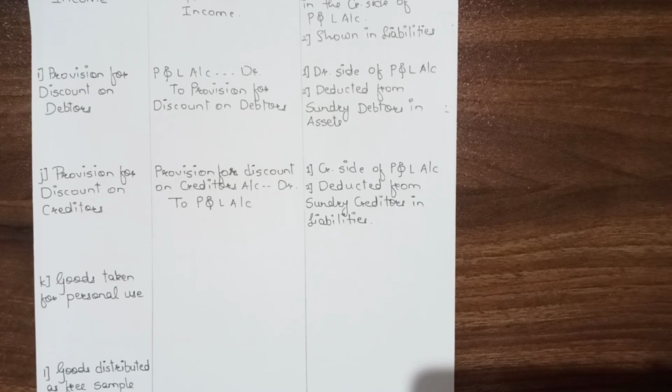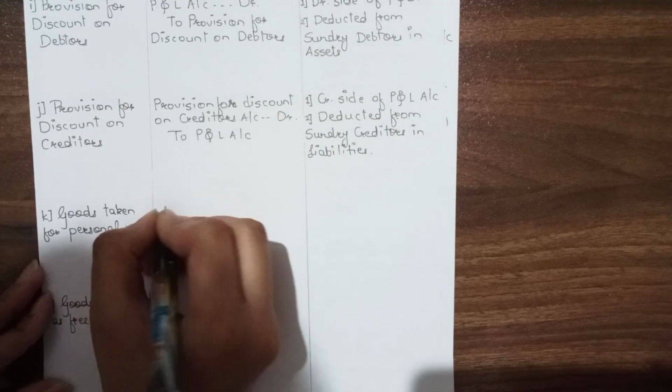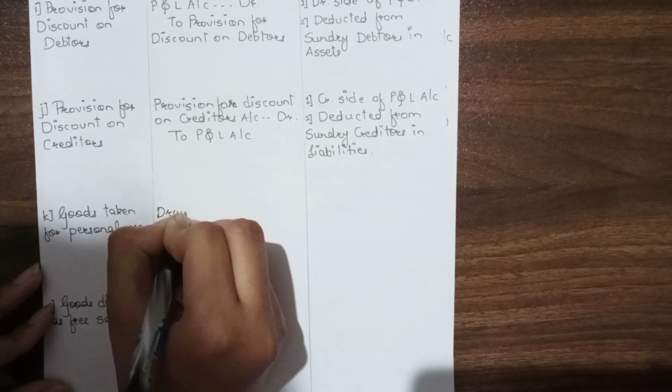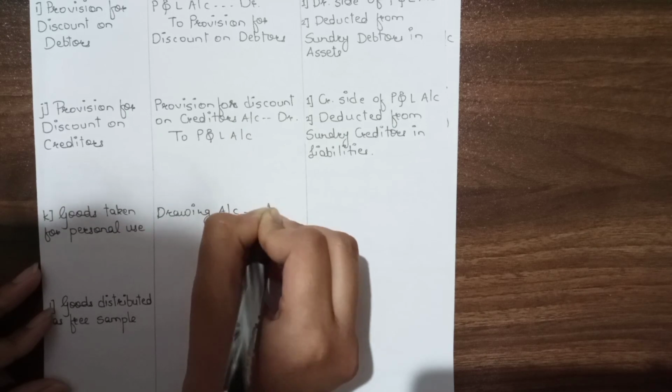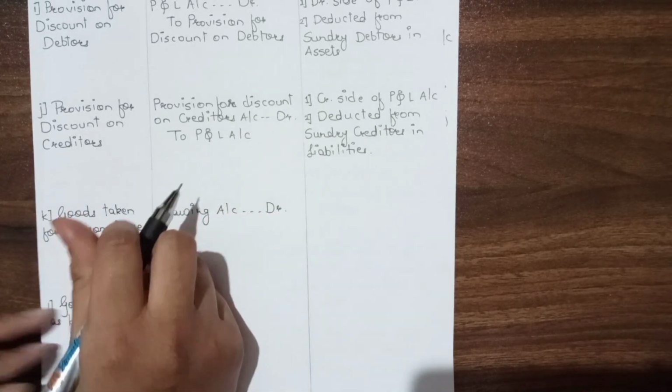Okay, next one we will go, goods taken for personal use. Now we already know that when we are taking goods for personal use, that is a drawing account. So the first account that will be debited is the drawing account, because we are using it. Drawing account debit to trading account.